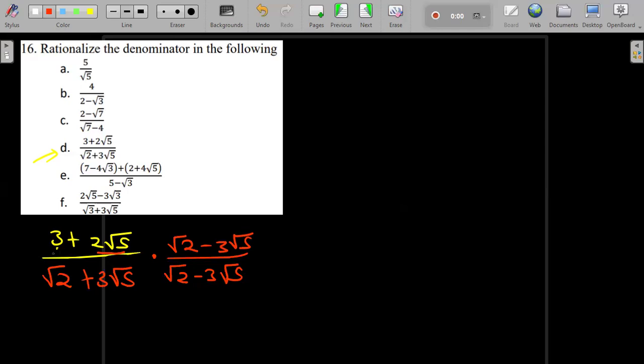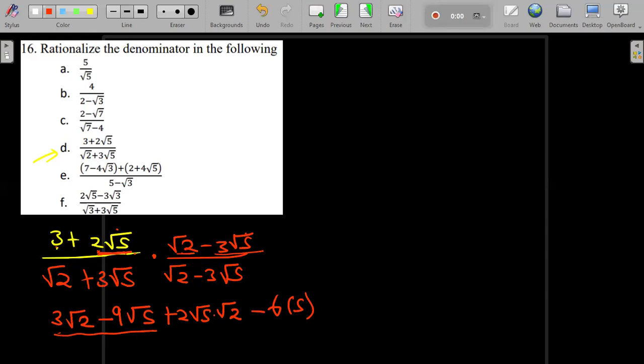So let's multiply still. So 3 multiplied by the root of 2 is going to give me 3 root of 2. Then 3 multiplied by minus 3 root of 5 is going to give me minus 9 root of 5. And then 2 root of 5 multiplied by root of 2, okay, it's going to give me plus 2 root of 5 multiplied by root of 2. Okay, and then this 2 root of 5 multiplied by minus 3 root of 5 is going to give me minus 6, and then this root of 5 and this root of 5 is going to give me a 5, like that.